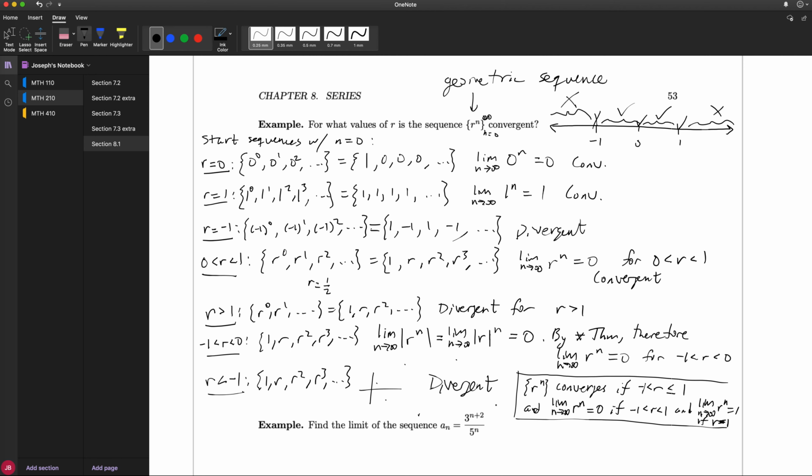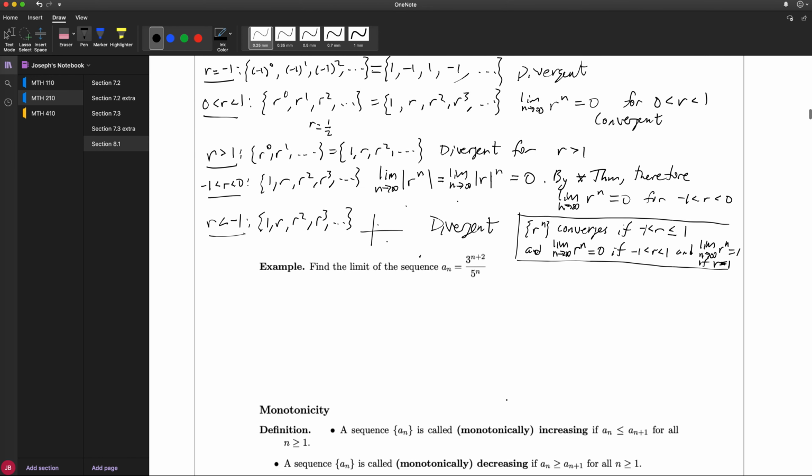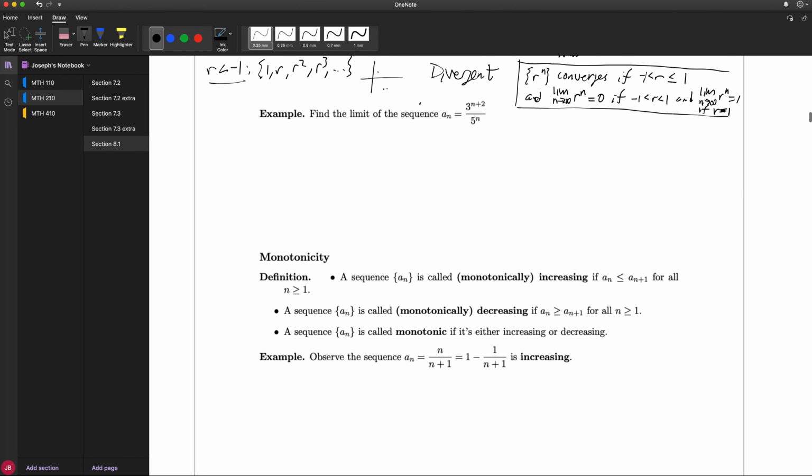Okay, so coming down here, we're actually not going to do the monotonicity or the rest of this section. We're just going to do this last part here, and that'll be the end of this section, 8.1, just for the sake of brevity, since I want to get to series soon. So let's look at this sequence and let's try to determine if it converges or diverges. And if it converges, let's find its value.